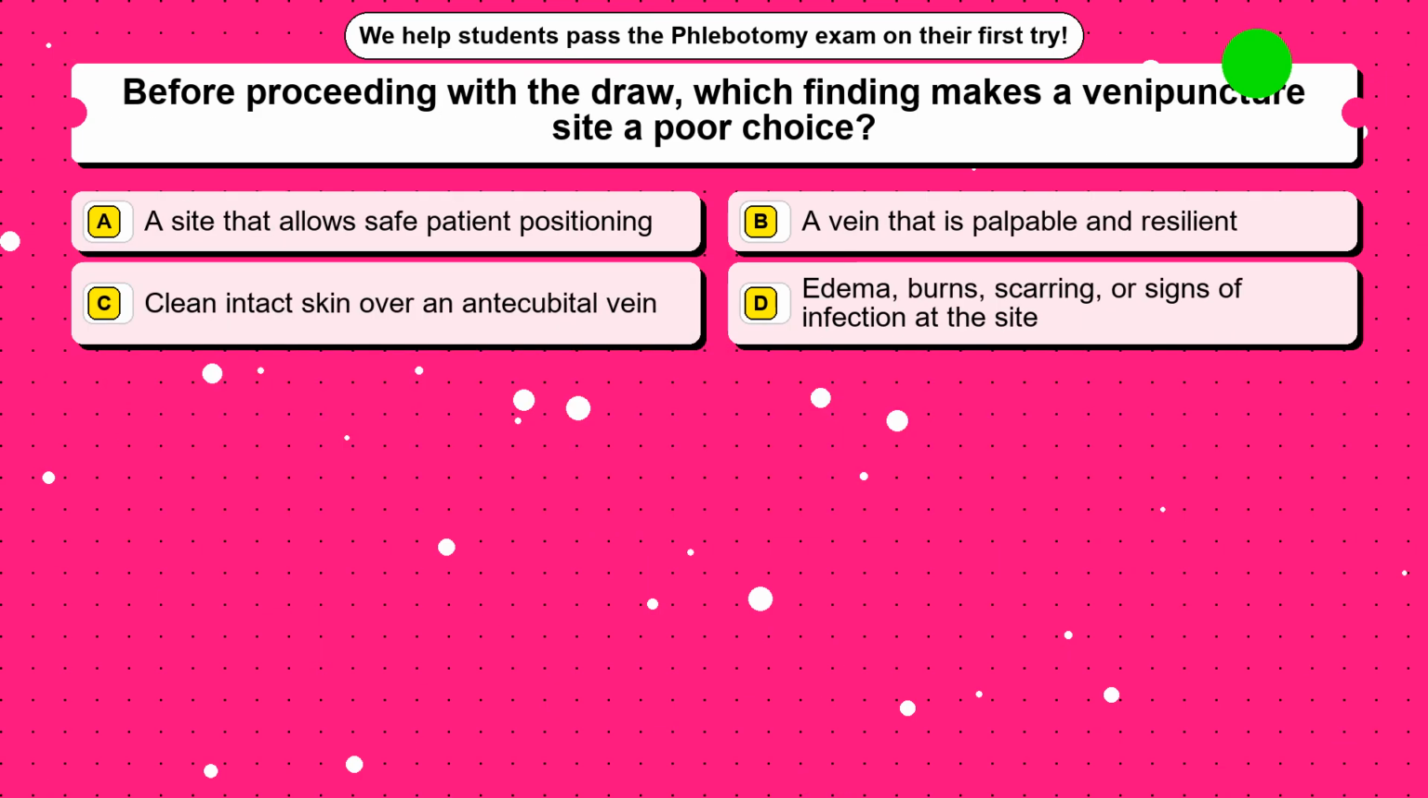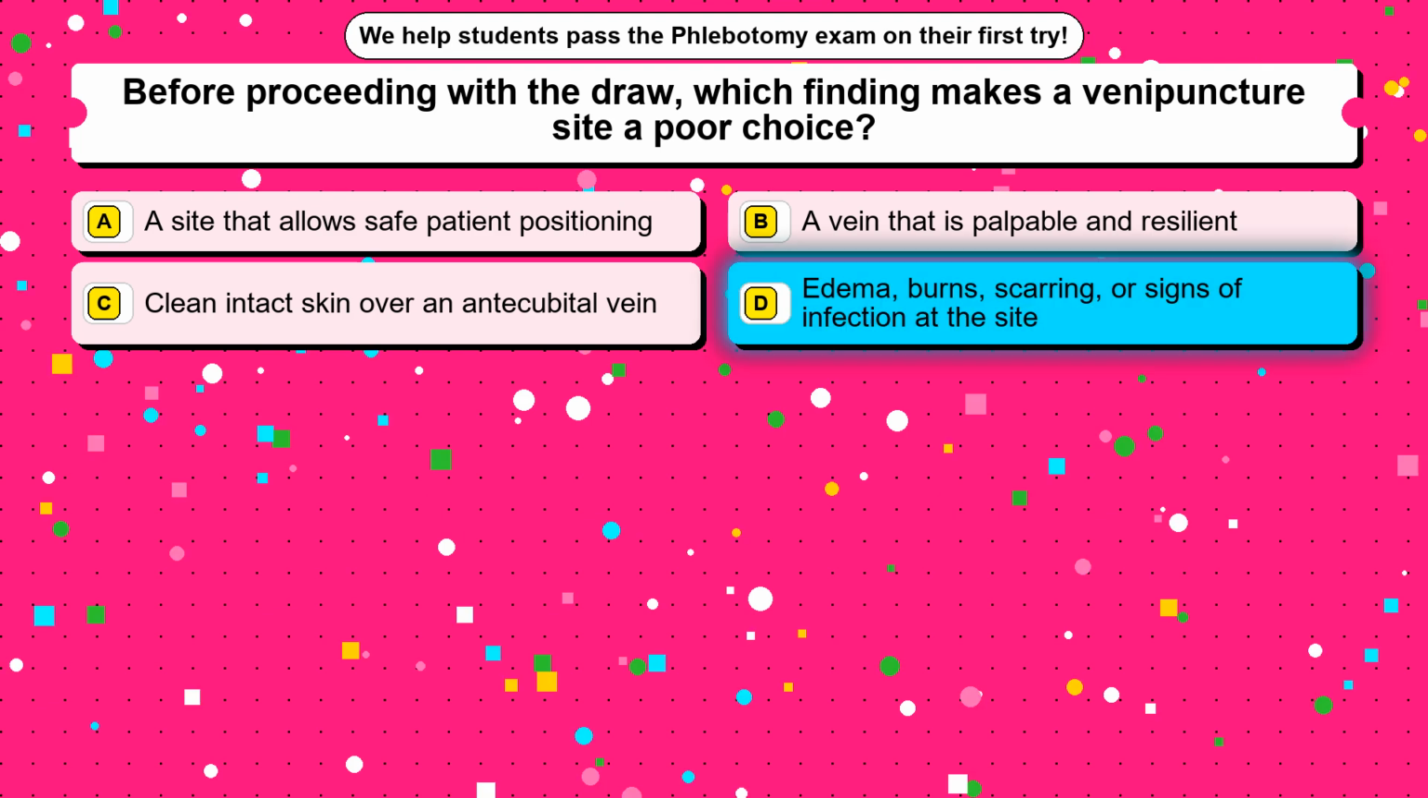Question 45. Before proceeding with the draw, which finding makes a venipuncture site a poor choice? Option A. A site that allows safe patient positioning. Option B. A vein that is palpable and resilient. Option C. Clean intact skin over an antecubital vein. Option D. Edema, burns, scarring, or signs of infection at the site.